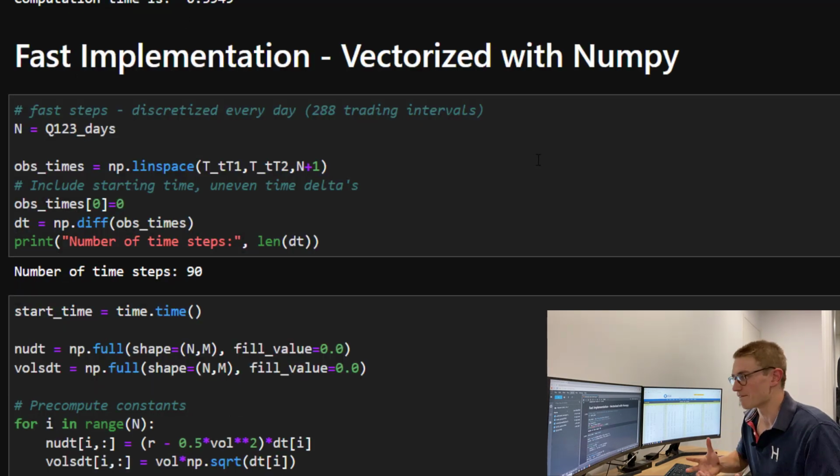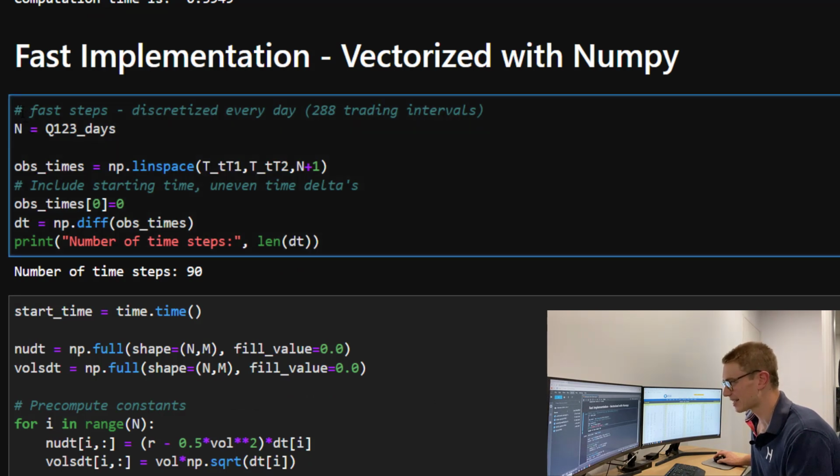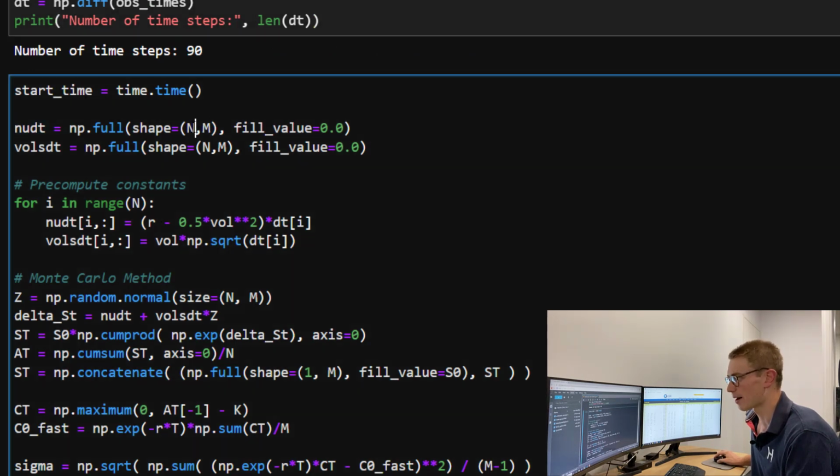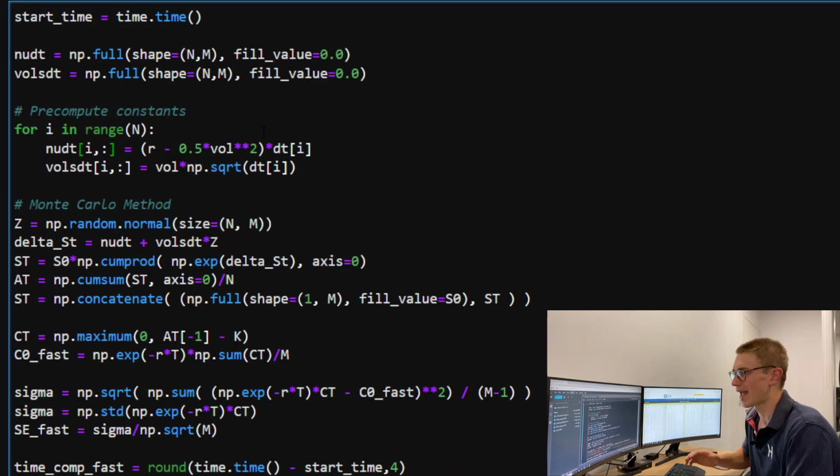So now we're actually going to vectorize this. So we're going to use NumPy arrays to make it a little bit cleaner. So exactly the same initialization over that 90-day period. Here we're actually going to have our NumPy arrays indexed in terms of n, which is the time steps, and then m as well, which is our simulations. So our drift and volatility coefficients for each time period is going to be the exact same for each simulation. So that's why we're indexing by i for the time, but then keeping it the same for the simulation.